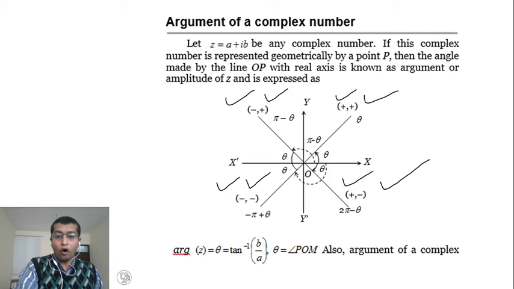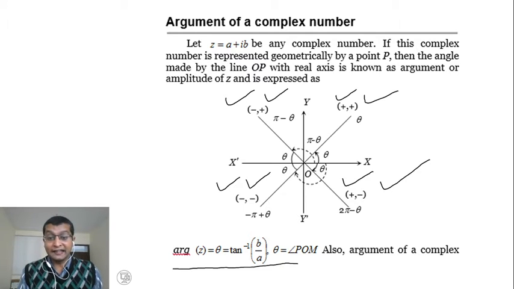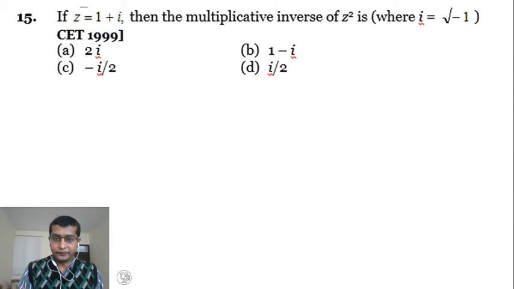Then the argument of z is defined by the expression tan inverse b by a, where b is the imaginary part and a is the real part of the complex number. Okay, right.